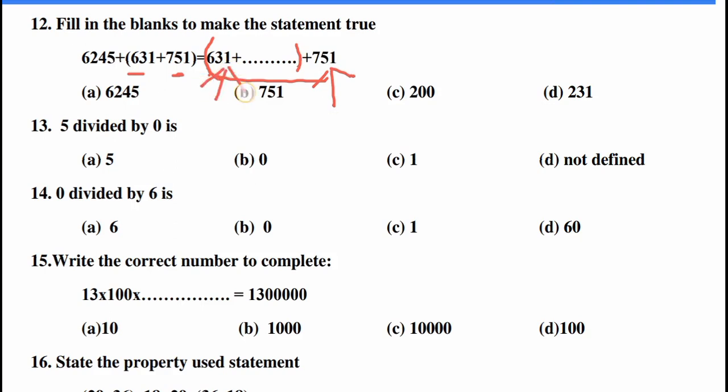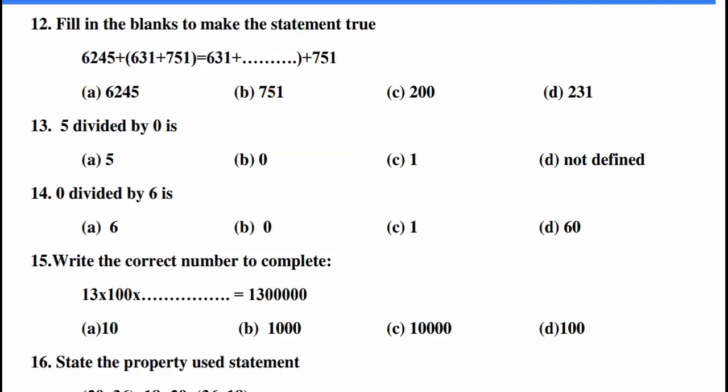Now which number is remaining that is not given on this side? That is 6245. So here we will write 6245. Only the grouping is changed on the opposite side, right? Numbers are same. This property is called associative property of whole numbers, and the answer is A, 6245.